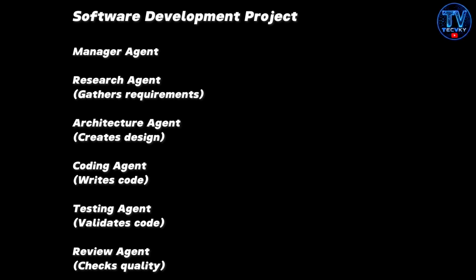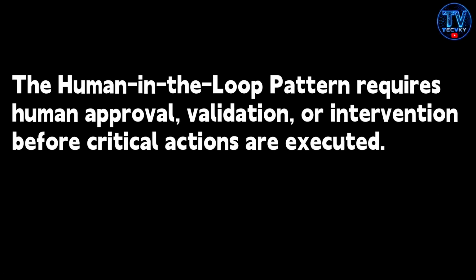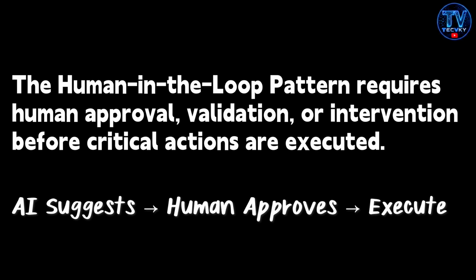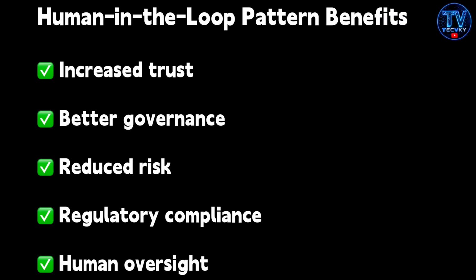Okay. Next is the human in the loop pattern. The human in the loop pattern requires human approval, validation, or intervention before critical actions are executed. So AI suggests, human approves, then execute. Why is it needed? Some decisions are too important to fully automate. Examples: financial transactions, medical recommendations, legal decisions, production deployments. Okay. Benefits: increased trust, better governance, reduced risks, regulatory compliance, human oversight.